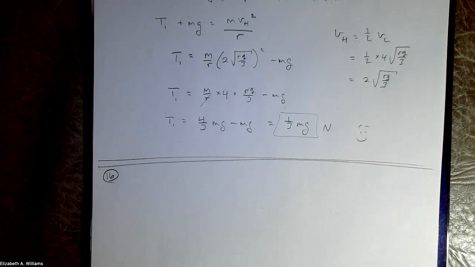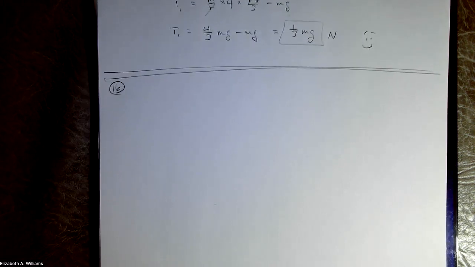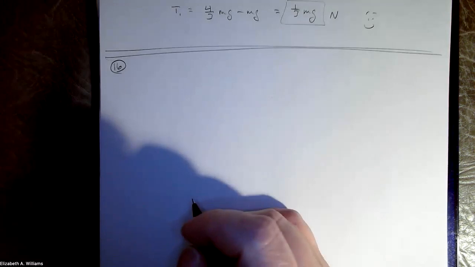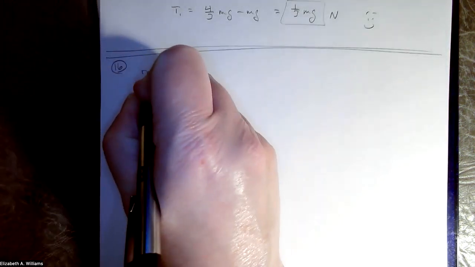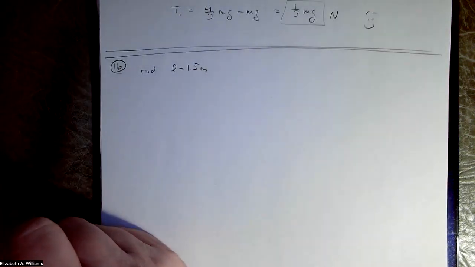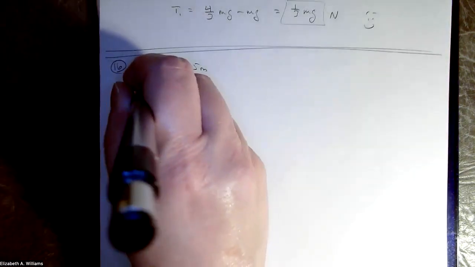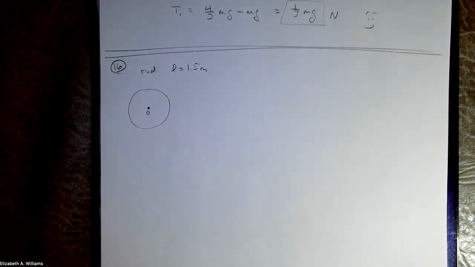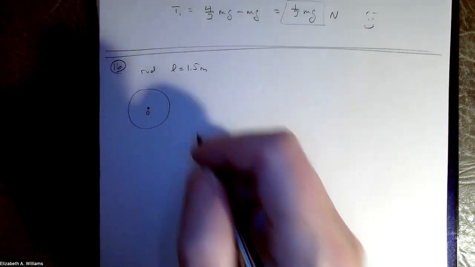So question 16 is about a particle going around in a vertical circle, but this time on a light rod. Light, so mass doesn't matter. Rods have mass, but in this story, it doesn't matter. Okay. So the rod is of length 1.5 meters. It's pivoted at one end, O. Okay, so O for origin. So that's the center of my circle. And it has particle P.